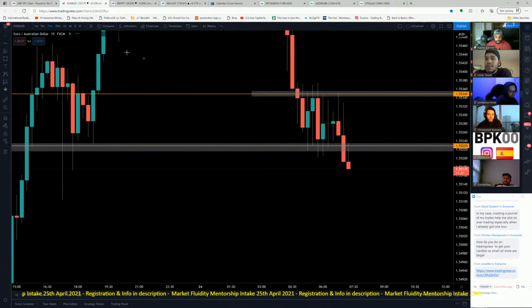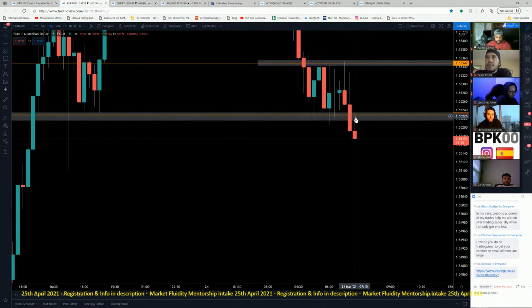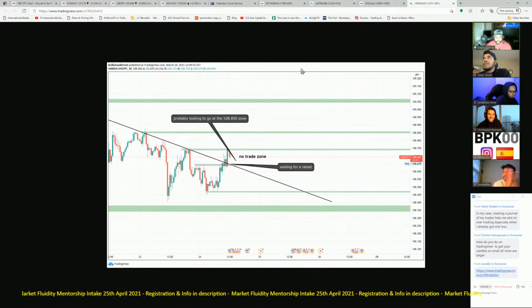Looks like Euro AUD 15 minute made a liquidity grab to continue moving down at this point. Super delicate situation, man. Alright, let's take a look at this chart over here.